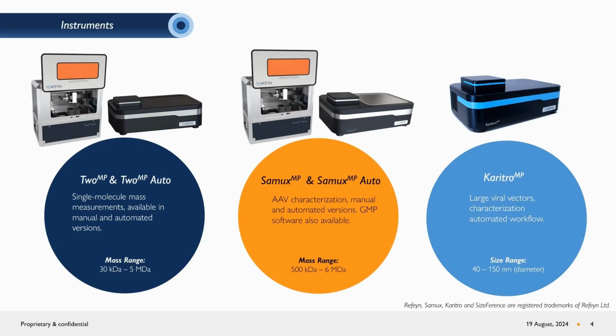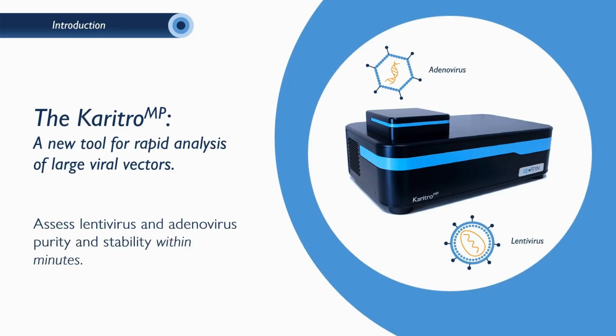And the last one here is the KaritroMP, which allows for characterization of larger viral vectors compared to AAV, and specifically particles between 40 and 150 nanometers using an automated workflow. And this is the one that we are going to be talking about today. KaritroMP is a new tool for rapid analysis of large viral vectors. It's a benchtop instrument that allows for assessment of purity and stability of adenoviruses and lentiviruses within minutes.